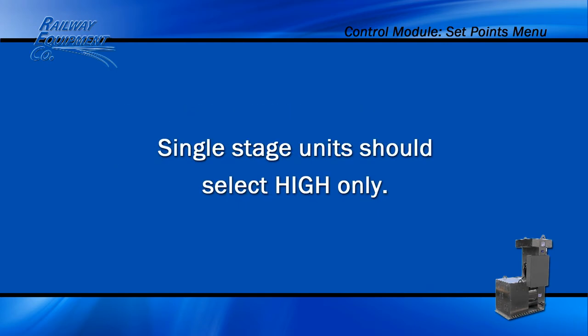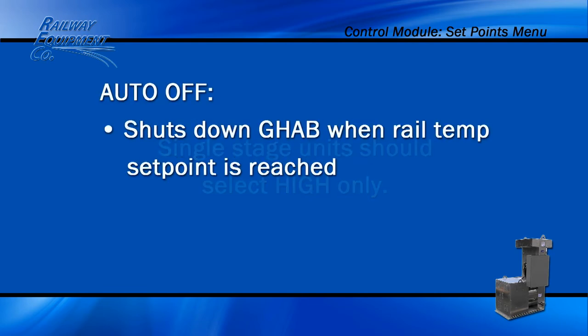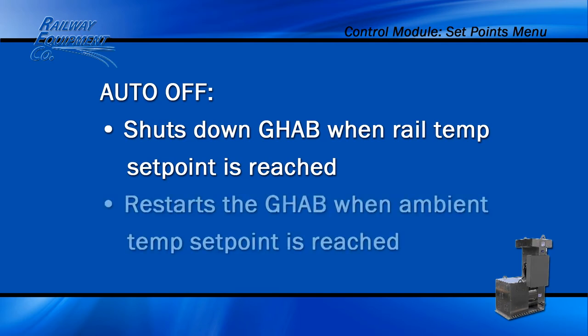Units with only single stage installed should select High only. Auto Off shuts down the G-Hab when the rail temperature reaches the rail temp set point. When the rail temperature lowers to the ambient temperature set point, the G-Hab starts again.